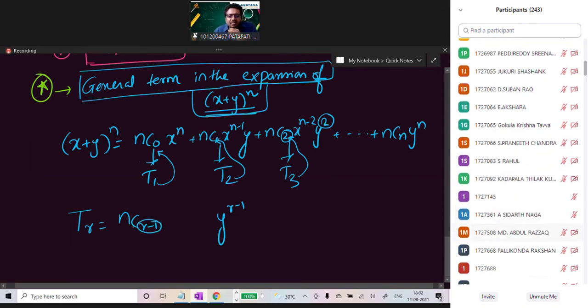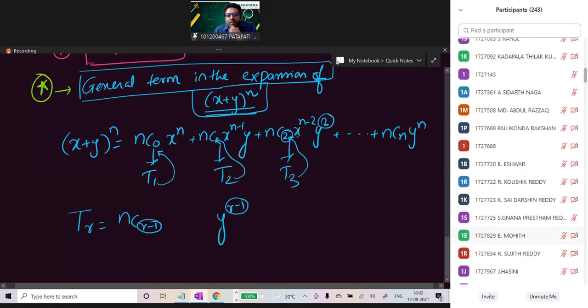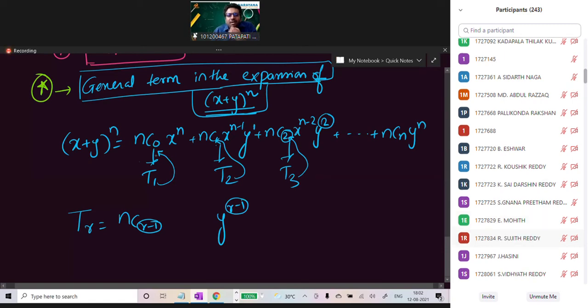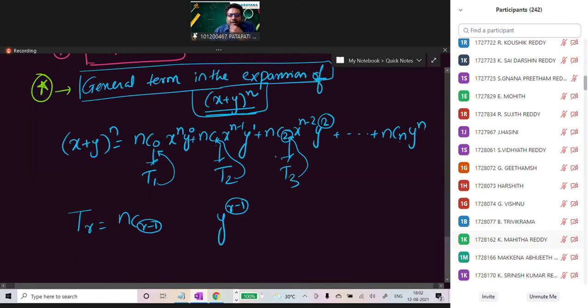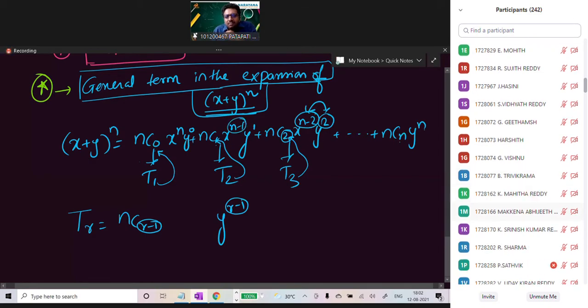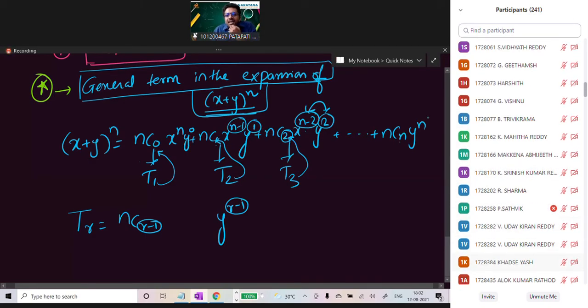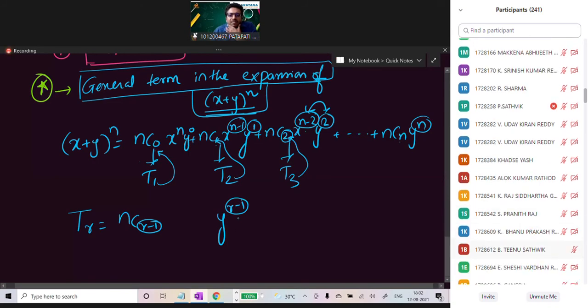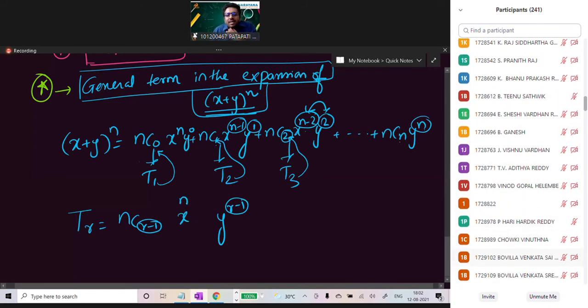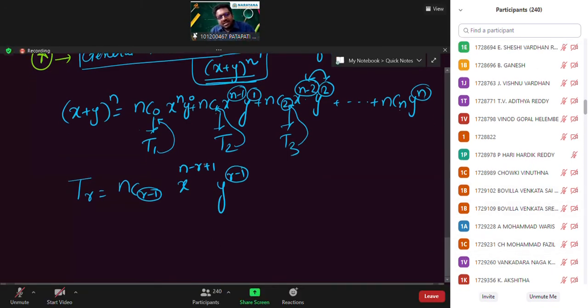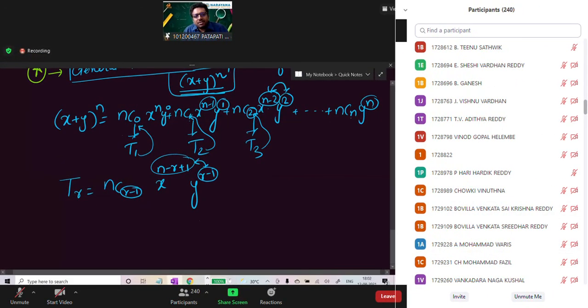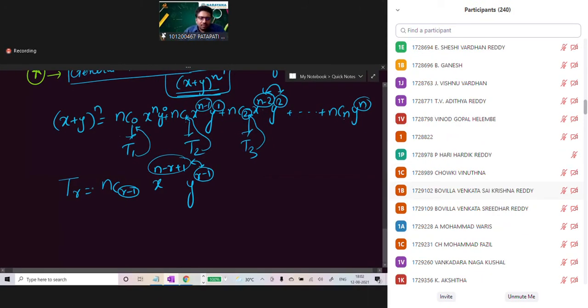Whatever is this number that goes to the power of y, do you see? NC1 y power 1, NC0 y power 0, NCn y power n, right? And the sum of these two powers is always equal to n. The sum of powers of x and y is always equal to n. So if it is y power r minus 1, it should be x power n minus r plus 1, such that the sum of the powers is equal to n. Is it okay?